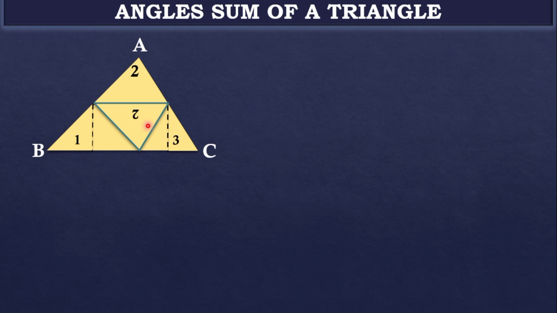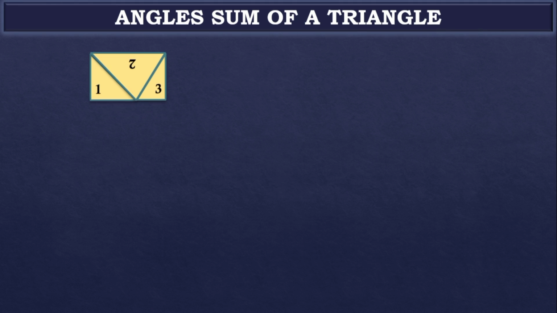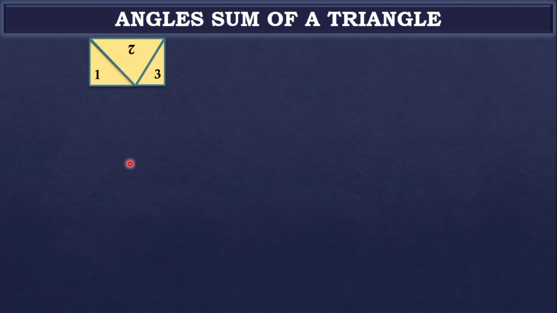And then, si angle 1 at si angle 3, i-fold natin inwards, paloob. So, ididikit natin itong vertex niya dito at dito. Okay. So we have this. Now, as you can see, we have three angles na kung saan meron silang common vertex.